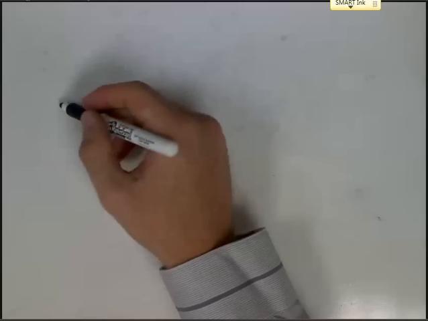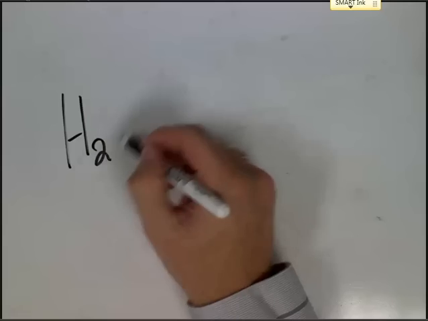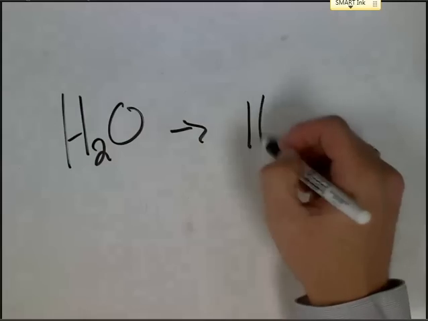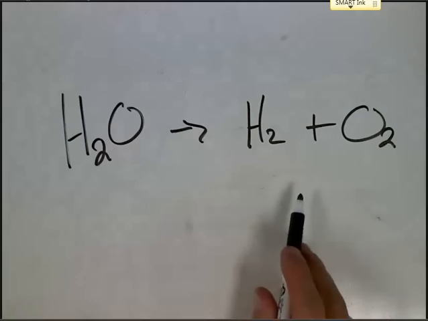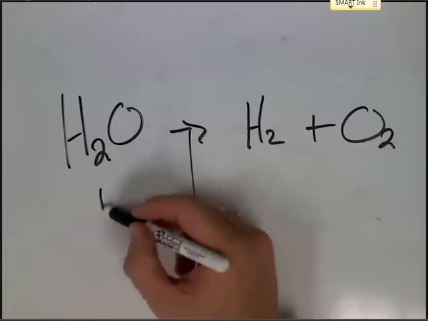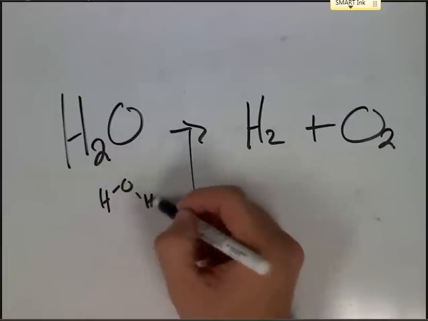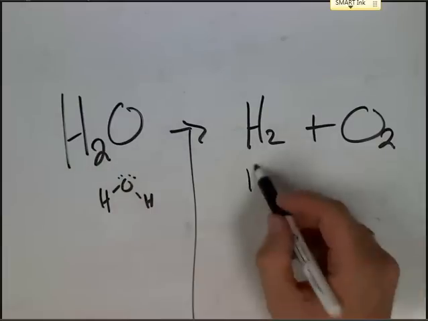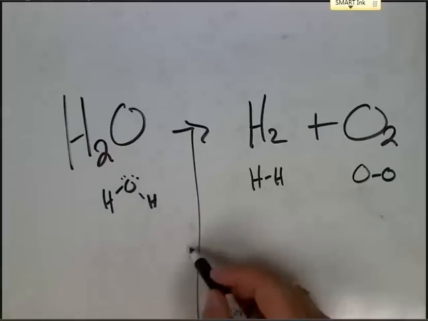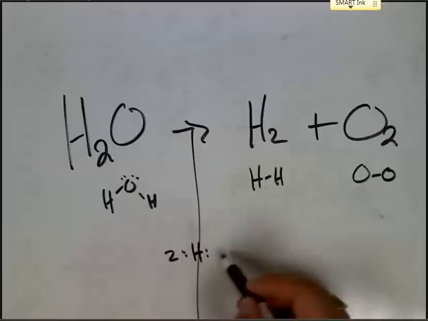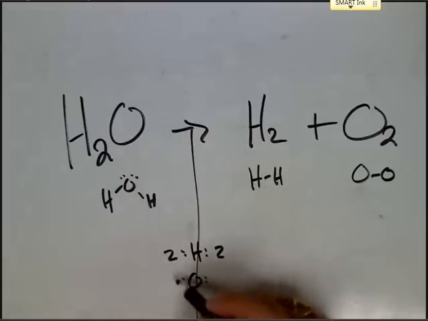This one's very similar to one we saw as an example. H2O, this is the decomposition of water into its constituent elements. So we've got H2O, always like to draw water as bent, H2, O2. H on either side, we've got 2 and 2, oxygen on either side, we've got 1 and 2.